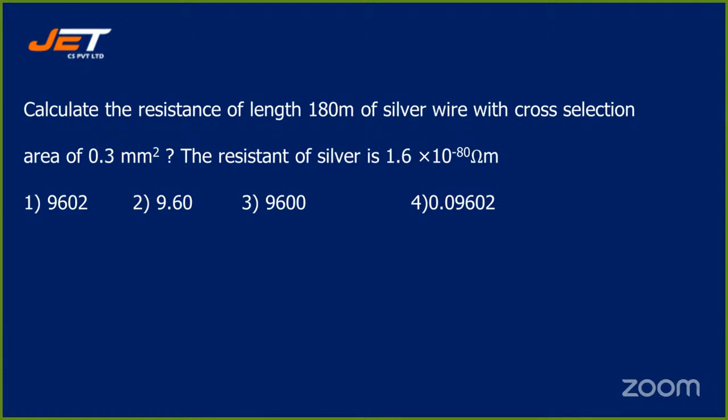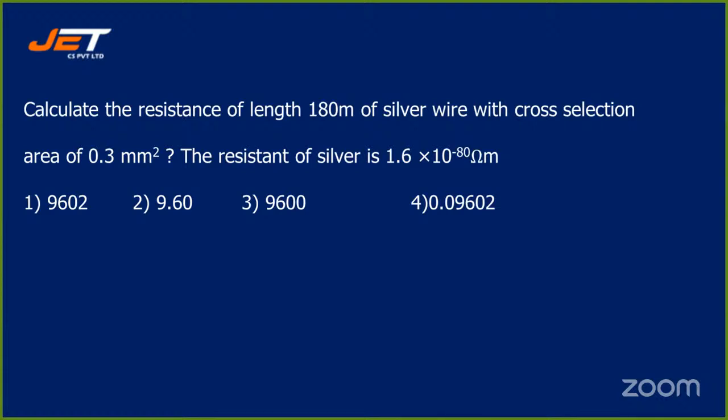It is 1.6 into 10 power minus 8, actually, not 80. So what is given? L is given, length, area is given, A, and resistivity is also given. What is resistivity? How much resistance a material can give you is the measure of resistivity, right? So you have resistivity, you have L, you have A. What do you have to find? Find the resistance.